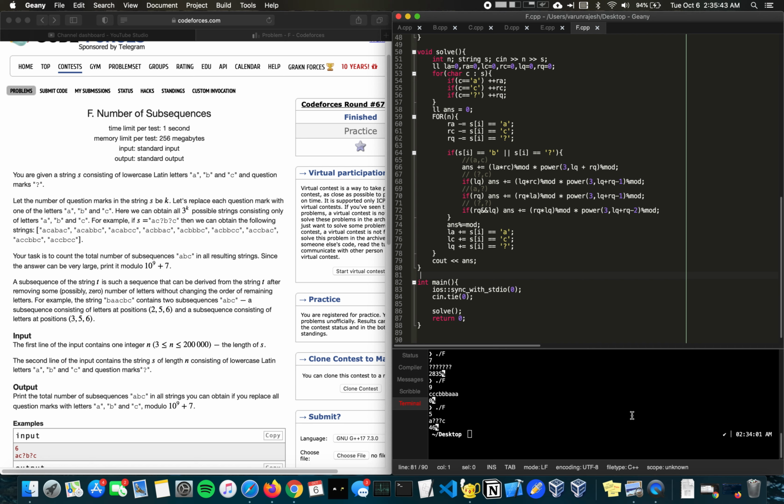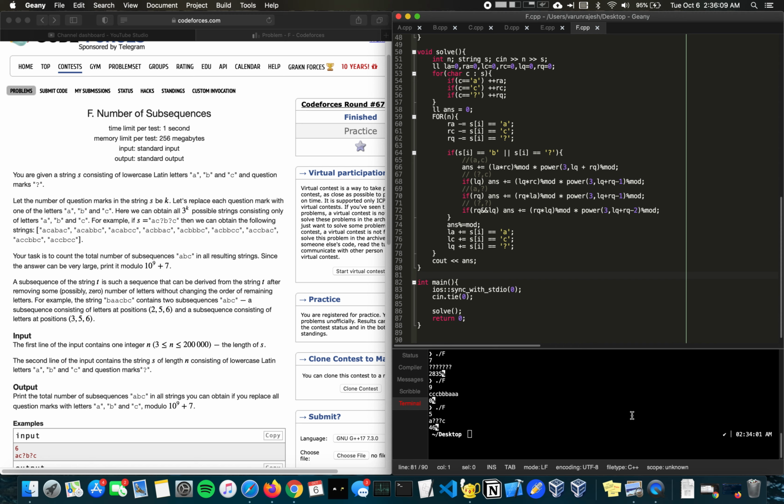In this problem, we're given a string S that has the letters A, B, C, or a question mark. And in this case, we want to find the number of A, B, C subsequences that are possible in all possible strings that we can create. So what does this mean? Every question mark can be replaced with either an A, a B, or a C.